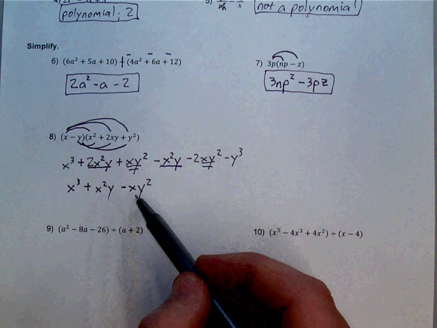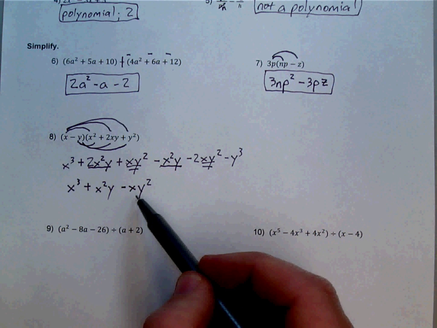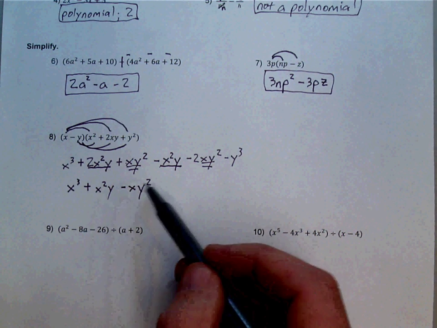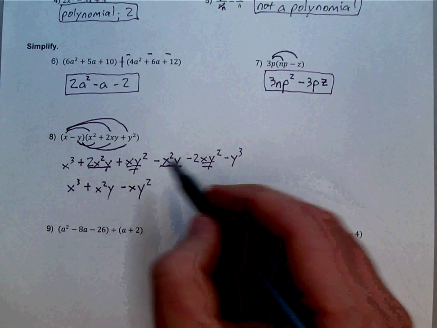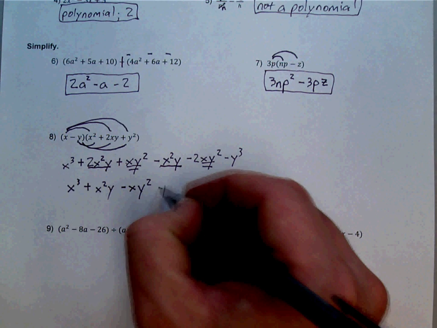Now x squared y and xy squared are different because the variables on the x and the y are not the same. So you can't combine those together. They cannot cancel each other out. And all I have left now is minus y cubed.